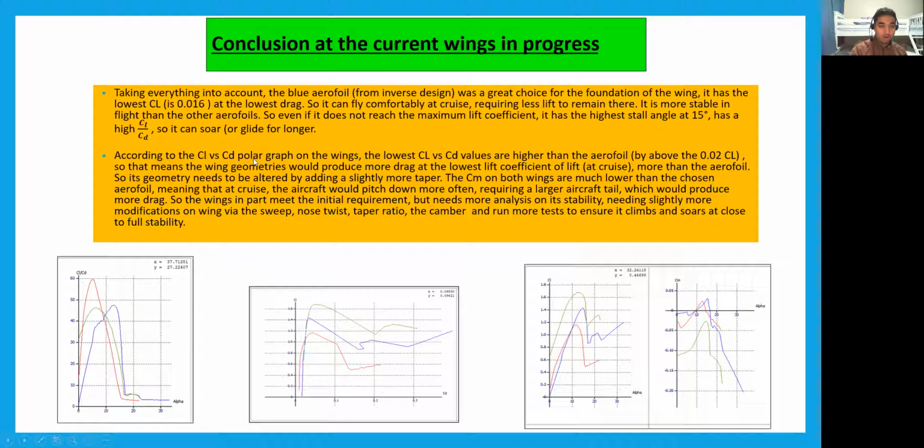According to the CL versus CD polar graphs of the wings, the lowest CL over CD are higher than the airfoil's by a 0.02 margin, and so its geometry needs to be modified. And the CM of both wings is much lower than the chosen airfoil, meaning that the aircraft will pitch down more, requiring a larger tail, which would produce more drag. So more modifications and testing are needed for it to be improved.